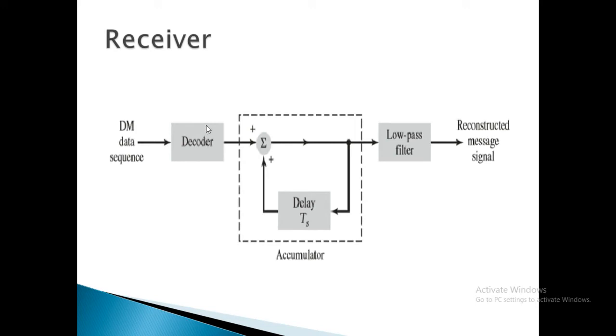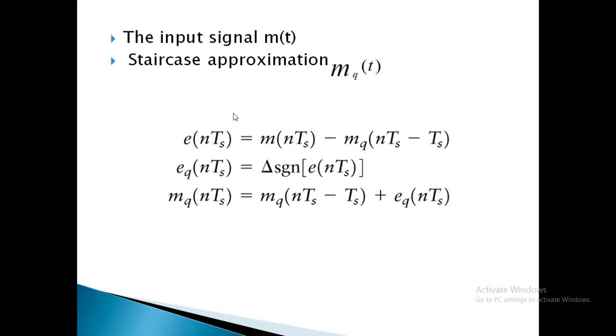This staircase approximation is added with the accumulator, and then the signal is given to the low pass filter. The low pass filter allows only the lower frequency signal. From this low pass filter, the reconstructed message signal is taken. Then this is the input signal. The input signal is m of t, and the staircase approximated signal is mq of t.